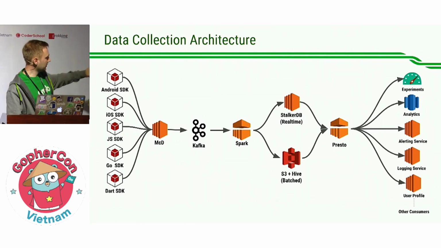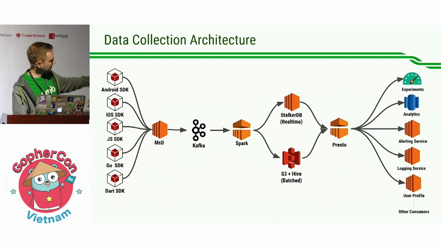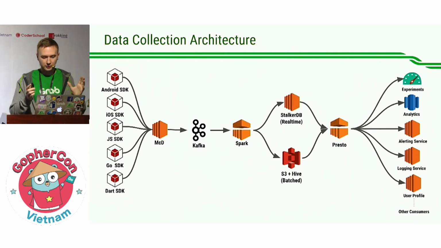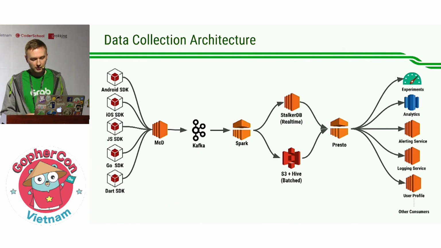Then it gets into two places. So we have a Spark batch. We used to have Spark streaming and Spark batch. Now we just have Spark batch, and we wrote the Spark streaming equivalent in Go. What it does is it gets the data and writes it into a columnar format. At Grab, we typically use Parquet and ORC, and we actually went with ORC for this case.